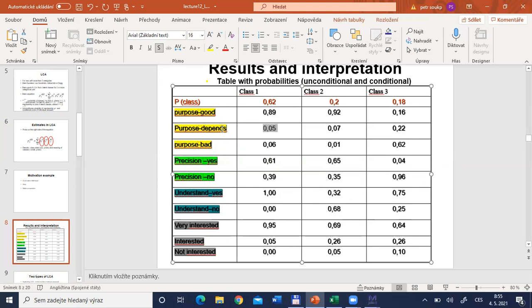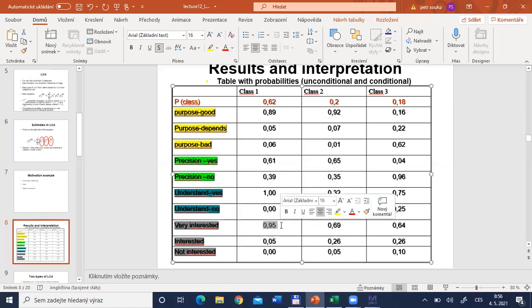5% said it depends, and nearly the same size responded the purpose of the survey is always bad. For precision, whether surveys are precise or not, the response patterns are 60 versus 40. And for understanding, it means here not the respondent but the interviewer responded whether he or she understood or not. So it seems that all people in this first class understood the survey. And the last one, once again, is information from the interviewer on whether he or she was interested during the interview or not. You can see that mostly these people were interested.